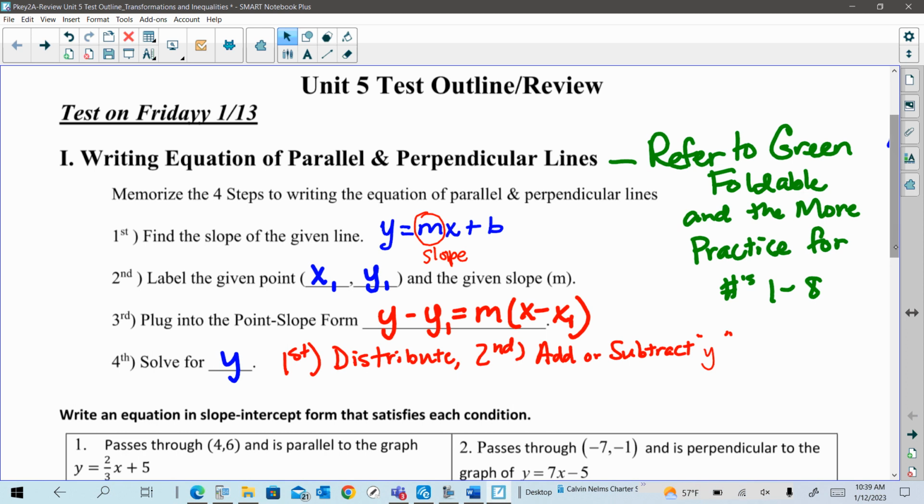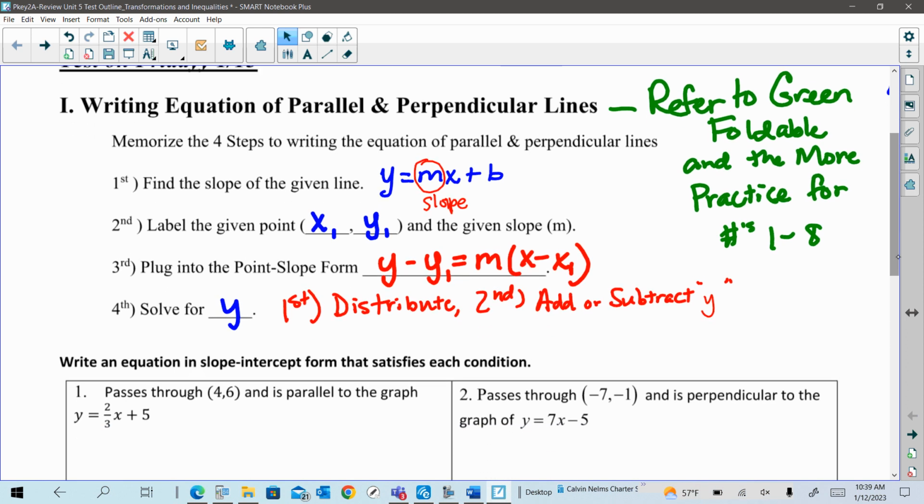Okay, so these 4 steps, you need to have them memorized. This was the green folder that you had your Ed puzzle over. That was our first one we did. If you need to refer back to it to refresh your memory, please take the time to do so.